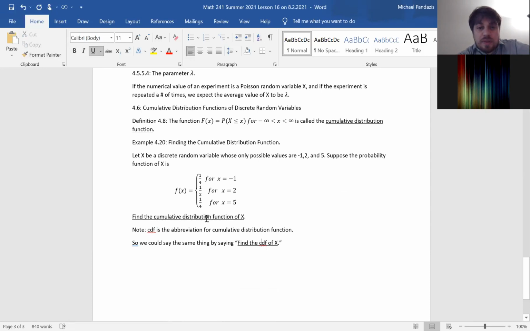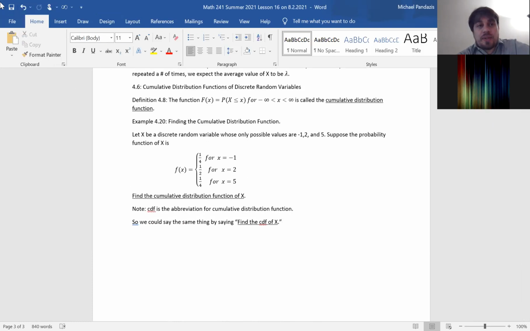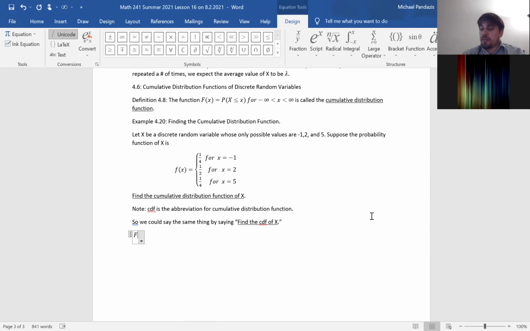C for cumulative, D for distribution, F for function. And you see there's an obvious advantage to using the abbreviation. Instead of saying find the cumulative distribution function of X, you're just writing find the CDF of X. This is much shorter to say than that. So we speed things up by using that abbreviation. I'll probably hold off on using the abbreviation at the moment while you're learning it. Later, I might use this abbreviation. So we're going to do that. So find the CDF of capital X.